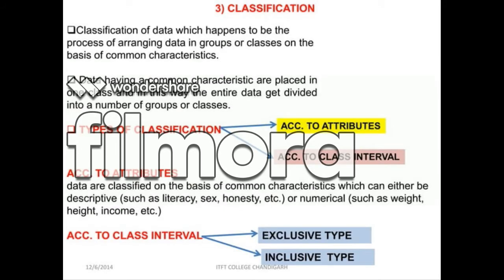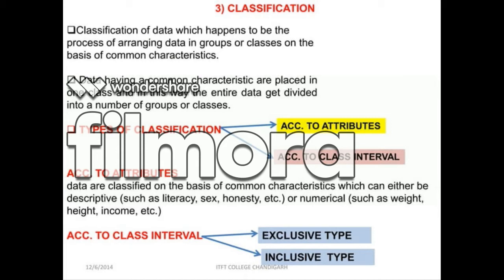Now, going ahead, we will now touch on classification. Classification of data happens to be the process of arranging data in groups or classes on the basis of common characteristics. So data having a common characteristic are placed in one class, and in this way the entire data get divided into a number of groups or classes.